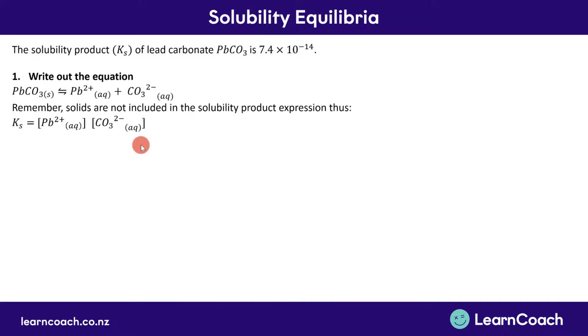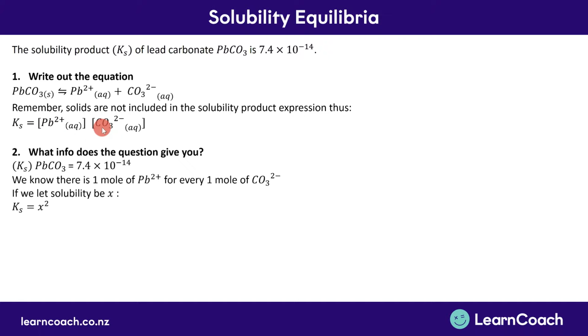So firstly, we write out the equation. PbCO3 as a solid is in an equilibrium reaction, forming Pb2+ and CO3 2-. We then write the Ks expression, and we remember that solids are never included in the solubility product expression, giving us a Ks of Pb2+ times CO3 2-. The second step is we write out the info the question gives us. So we know the Ks for PbCO3 is 7.4 times 10 to the negative 14.